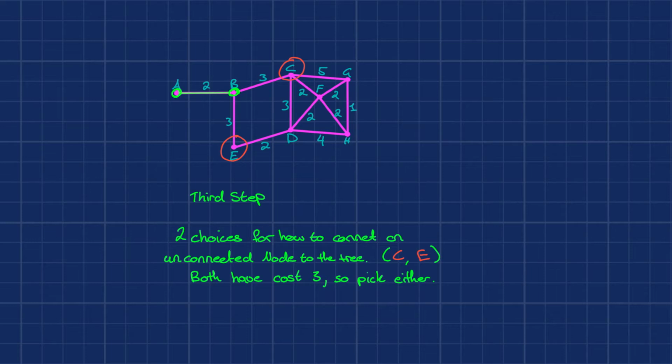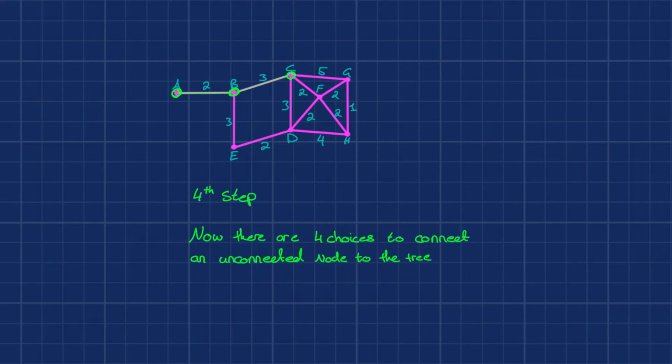So here, as we see, we have two possible nodes. We have C and we have E. Both have a cost of 3, and so it doesn't actually matter which one we choose. And this is one of those places where you can get a different tree if you choose one direction versus if you choose another direction. But you should get to the same answer for the value of the length of the minimum spanning tree. So here we're simply going to select C, and then move on to step 4.